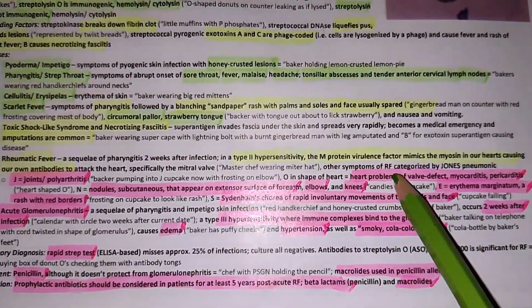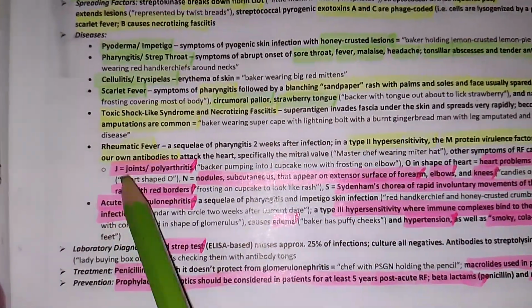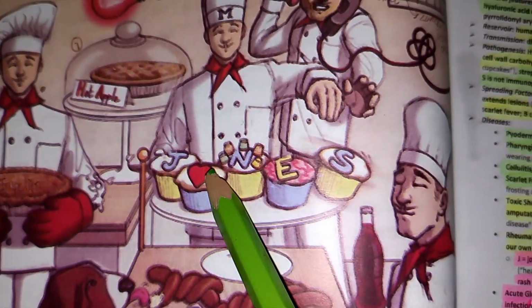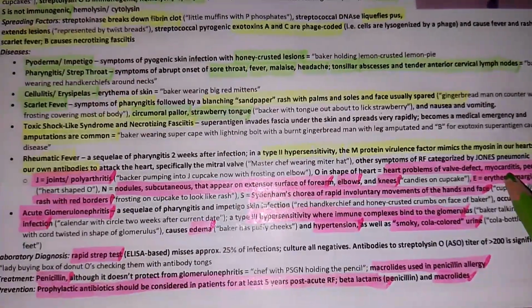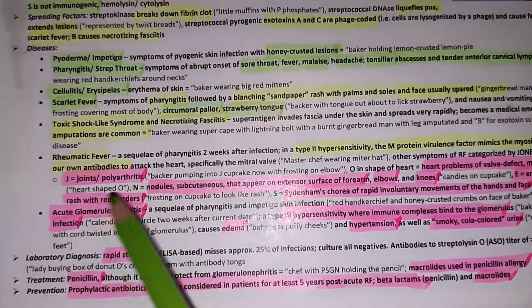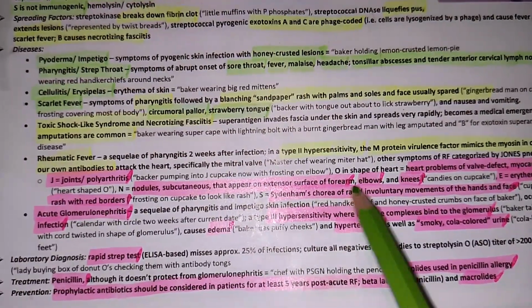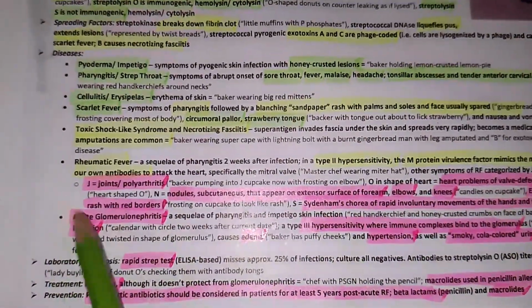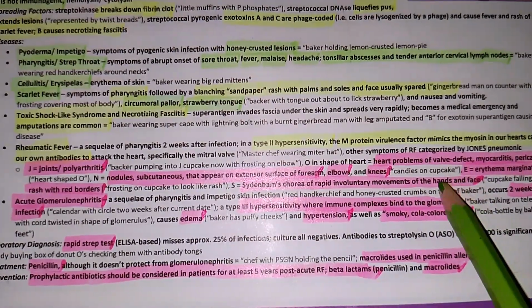And other symptoms of the rheumatic fever are characterized by the Jones mnemonic, that is represented by these cupcakes, where J means the joints or the polyarthritis, and the O in the form of the heart represents actually the heart problems of the valve defect, myocarditis and pericarditis, and N actually represents the subcutaneous nodules that appear on the extensor surface of the forearms, elbows and knees, and E represents the erythema marginatum, that is a rash with red borders, and the S actually represents the Sydenham's chorea of the rapid involuntary movements of the hands and feet.